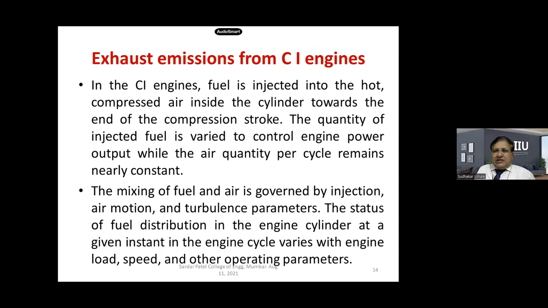There is another engine called the compression ignition engine, shortly called the CI engine, and it is popularly known as the diesel engine, which uses diesel fuel. In CI engines, fuel is injected into the hot compressed air inside the cylinder towards the end of the compression stroke. The quantity of injected fuel is varied to control engine power output, while the air quantity per cycle remains nearly constant. The mixing of fuel and air is governed by injection, air motion, and turbulence parameters. These parameters are very important for design: injection of fuel, air motion inside the cylinder, and turbulence created inside the combustion chamber. We will discuss later how these are responsible for reduction in emissions.